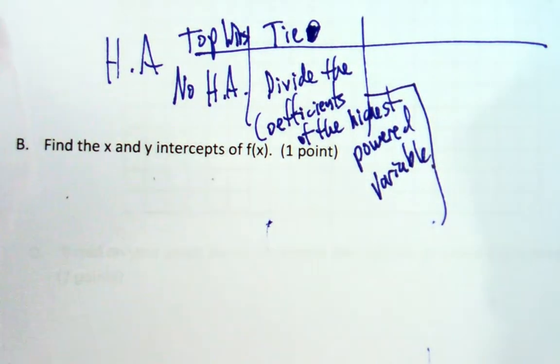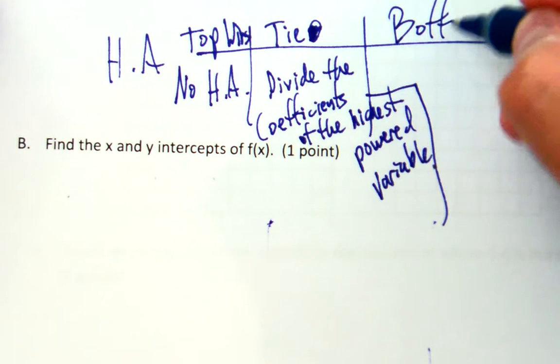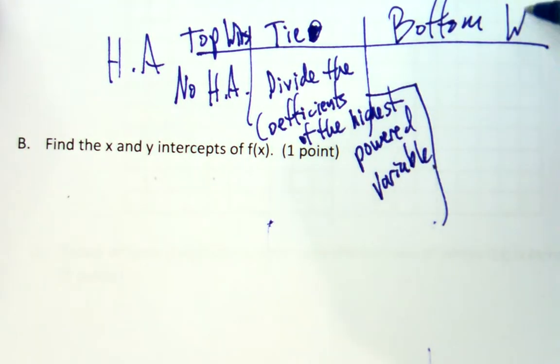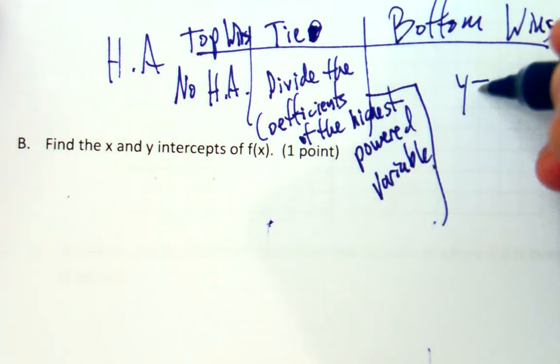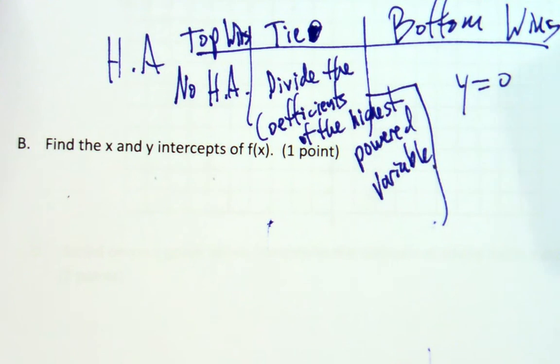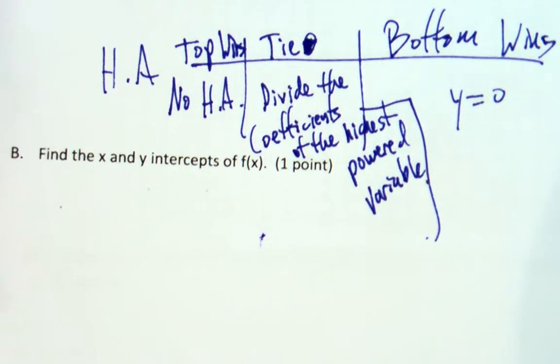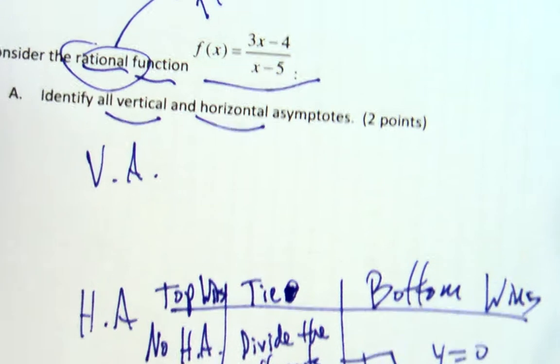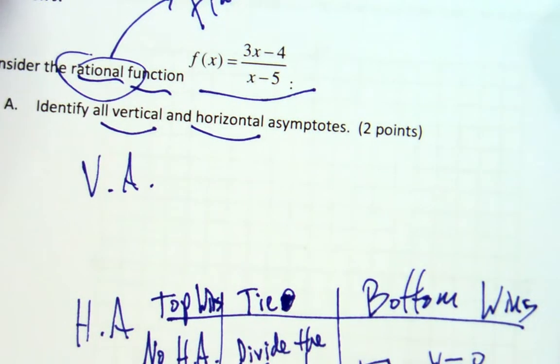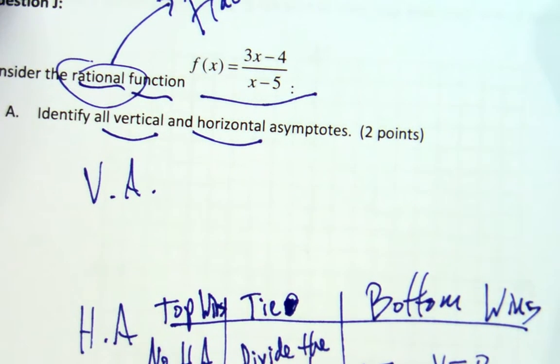And then finally, what happens if the bottom wins? Mario? Yes, it is y equals 0. And remember with the HA it's y equals. And so we're going to go ahead and look at this one here, with our function.